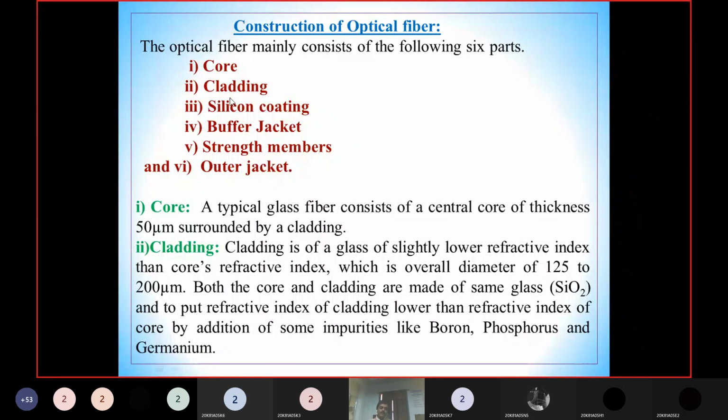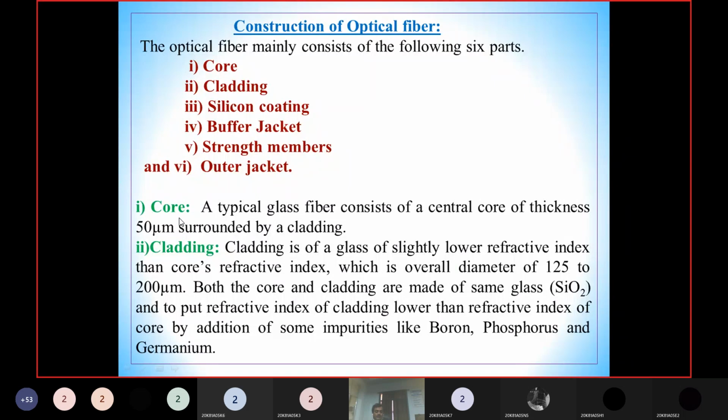So what are those parts? The first one is core, then cladding, silicon coating, buffer jacket, strength members, and outer jacket. These are the main six parts of the optical fiber. First is the core, second is the cladding, next is the silicon coating, next the buffer jacket, then strength members, and then the outer jacket. Okay, so these are the main important parts.